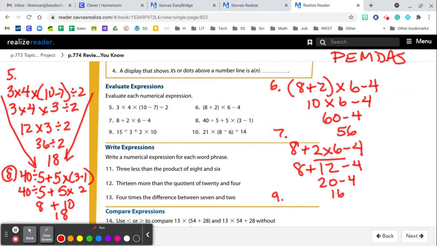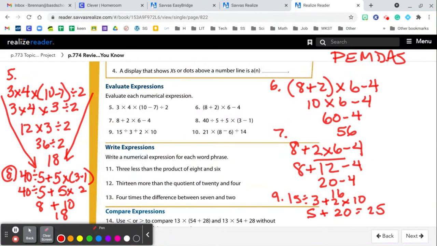For number 9, 15 divided by 3 plus 2 times 10. Multiply, divide from left to right, and then add, subtract. So we do 15 divided by 3 is 5, plus 2 times 10 is 20. 5 plus 20 is 25.